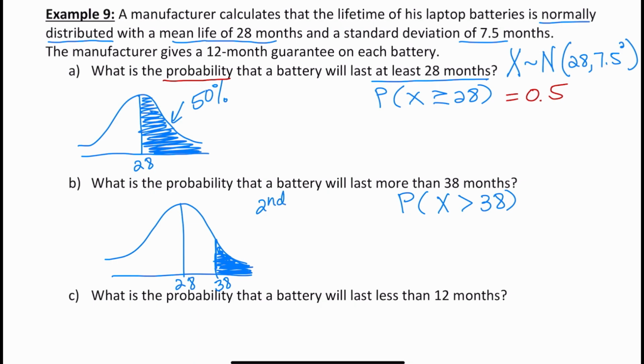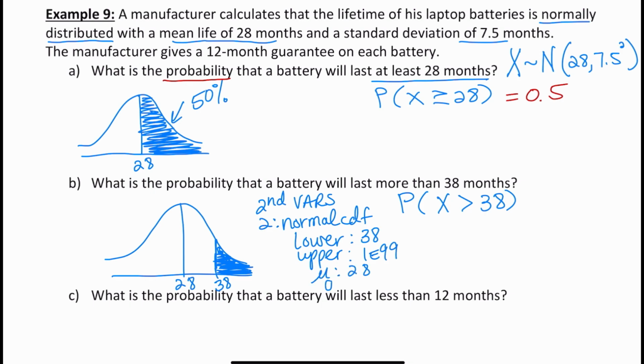I'm going to go to second vars. I'm going to go to option 2, which is normal CDF. I'm going to enter the lower bound, which in this case is going to be 38. My upper bound is positive infinity, so 1e99. The mean is 28, and the standard deviation we were told is 7.5. So let's go ahead and go to the calculator.